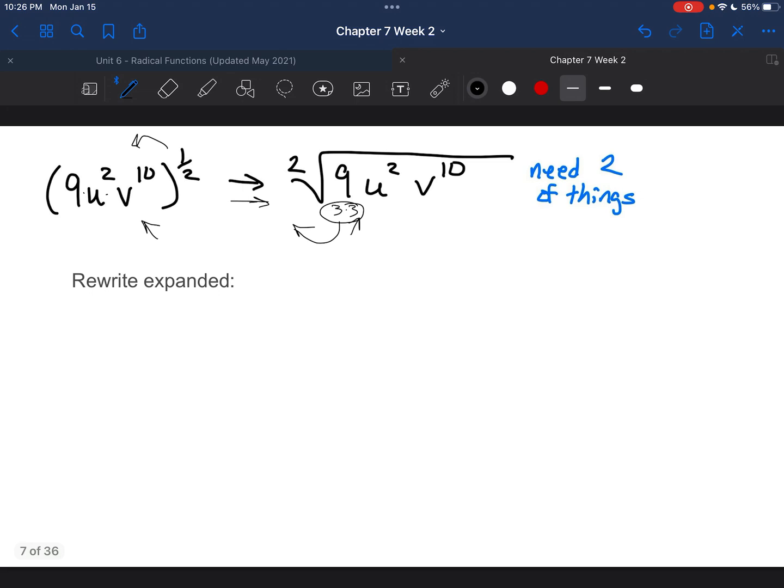So we could work it all out and pull things outside the radical, or we could rewrite 9 as 3 squared, u squared, and v to the 10th as v to the 5th squared if we wanted to. And then raise that all to the 1/2. Well, this is a power to a power that gets distributed to each of these. So 2 times 1/2 is 1, so I just get left with a 3. 2 times 1/2 is 1, I get left with a u. Here's my 2 times 1/2, I get left with v to the 5th. So that's a couple of ways that using our fractional exponents can make simplifying a little bit faster.